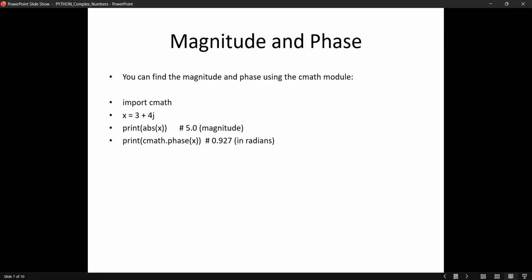Magnitude and phase. Sometimes you want to find the magnitude or phase of a complex number, especially in physics or electrical engineering. You can do this using the cmath module. We just have to import cmath and write x is equal to 3 plus 4j, and print abs(x). It's called the magnitude, and it's going to give us 5. And print cmath.phase(x) is going to give 0.927 in radians. The magnitude represents the vector length and the phase gives us the angle on the complex plane.